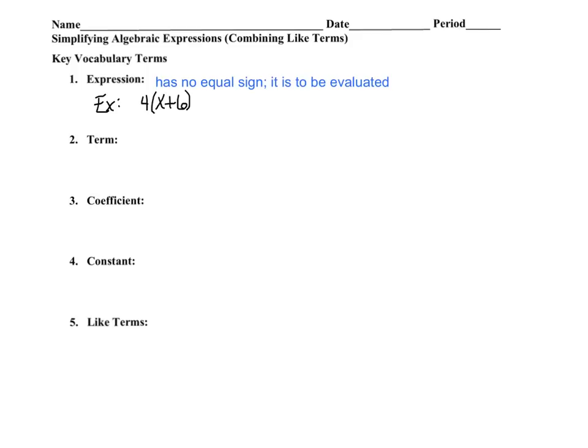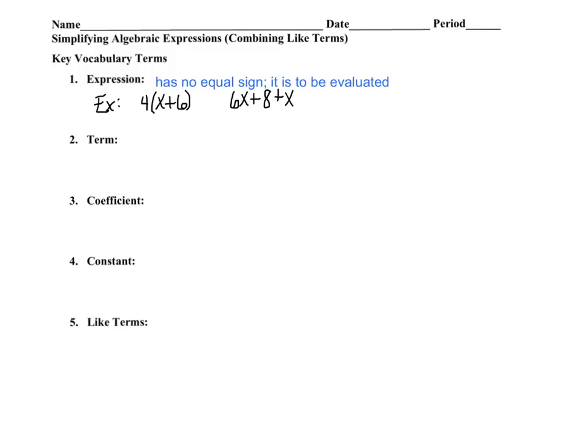This is a distributive property. There's no equal sign, and it's an expression that needs to be evaluated. Another example would be 6x plus 8 plus x. Again, there's no equal sign there. It's to be evaluated.